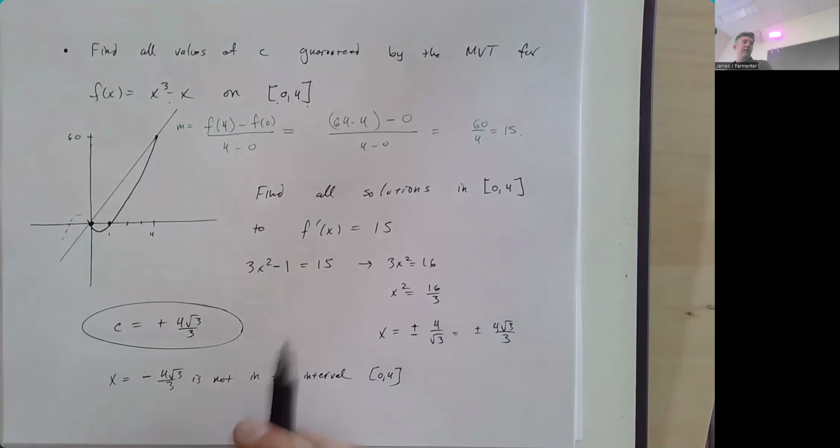Right. Often they'll ask a question like this where you get more than one solution, but you have to exclude some of them because they're not in the interval that we're talking about.